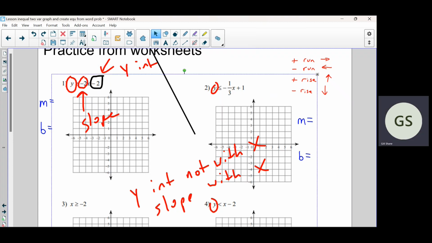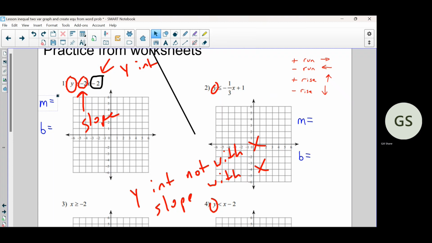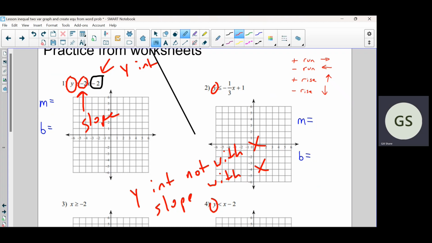So the slope number we'll make in red. So -2 is the slope. But you'll notice that red matches up with red. And the -2 that is in black represents the y-intercept. So my very first step is I need to just put the y-intercept on the y-axis.